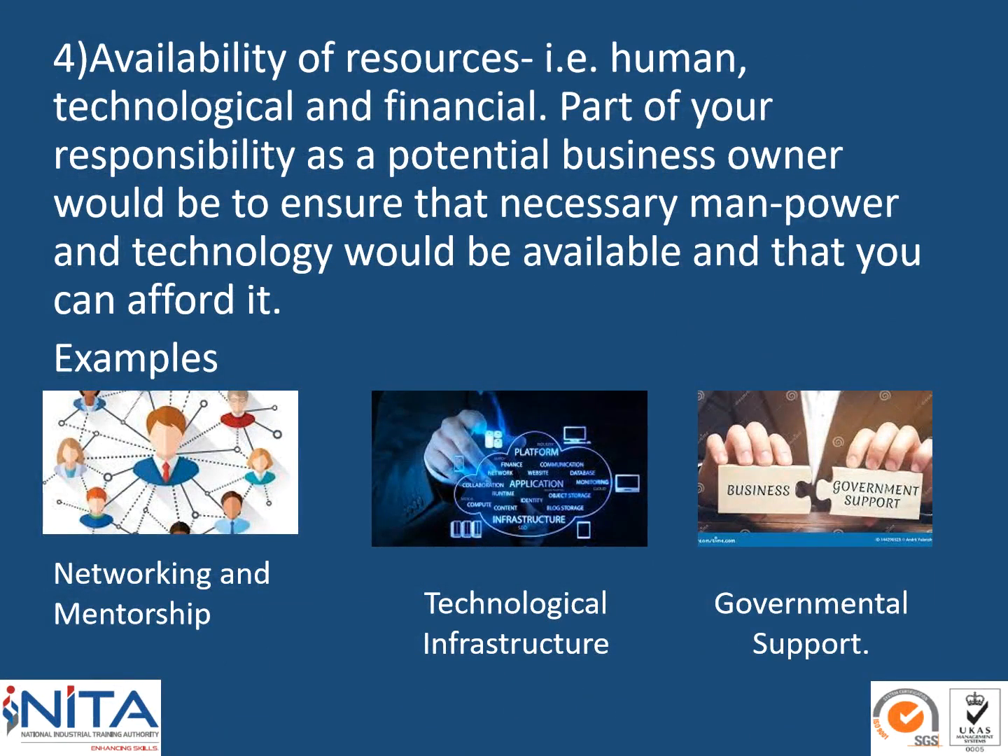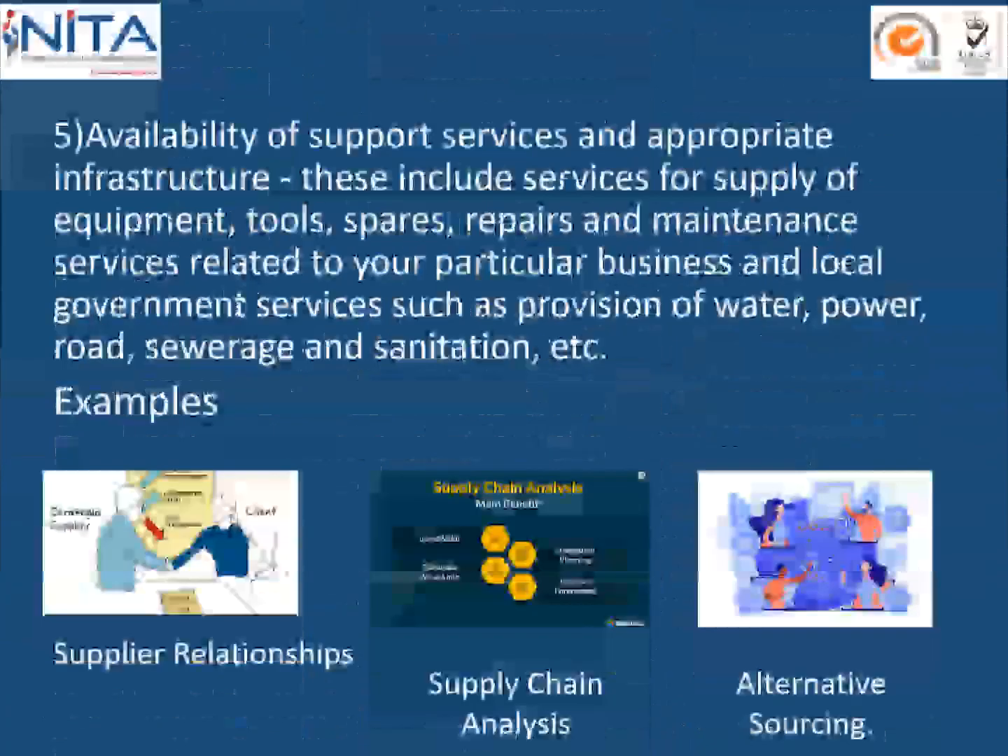The other one is availability of support services and appropriate infrastructure. This includes services for supply of equipment, tools, spares, repairs, and maintenance services related to your particular business, and local government services such as provision of water, power, road, sewage, and sanitation, etc. And let's look at examples. The first example is supplier relations, supply chain analysis, and alternative sources.